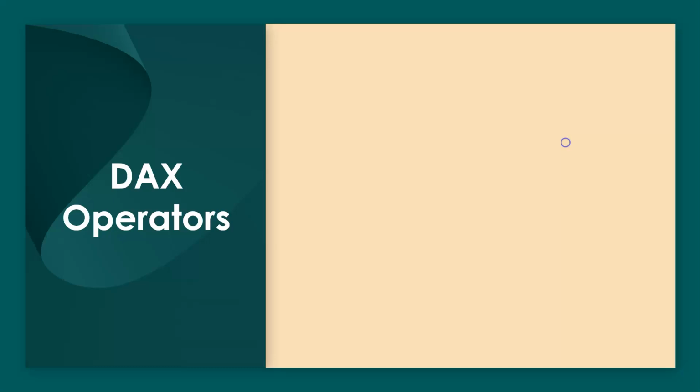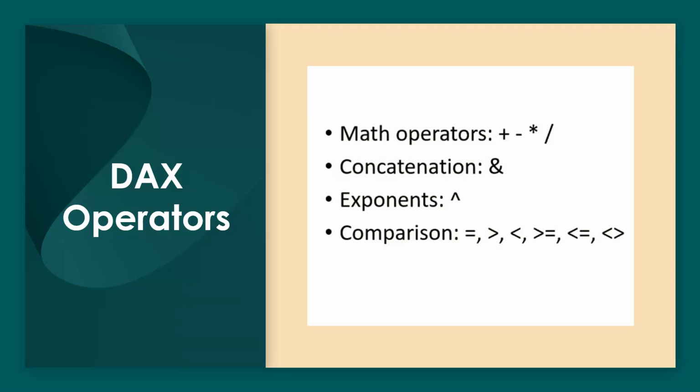Okay, so there are some DAX operators. Because we are learning this language, we will need to go through that. What are those operators we need to consider and care about? We can use math operators: plus, minus, multiplication, division, concatenation, which is the ampersand sign, exponents, and comparison: equals to, greater than, less than, greater than or equals to, less than or equals to, or not equals to. So these are some of the DAX operators, and there are more DAX operators available.